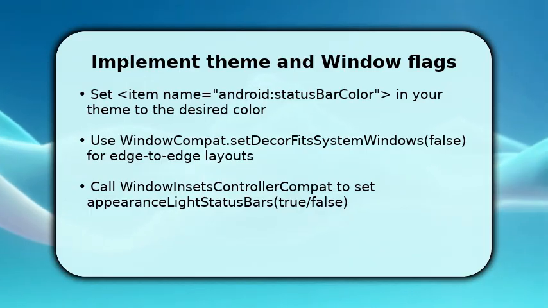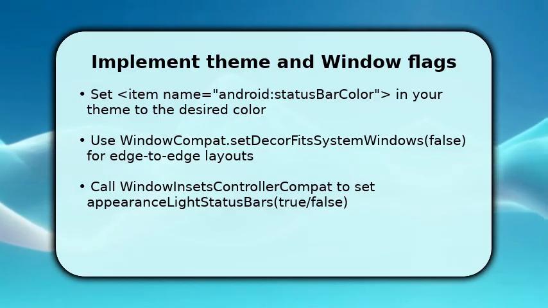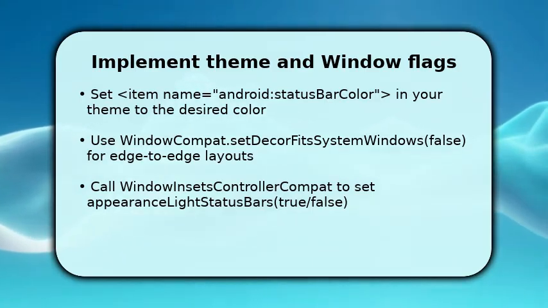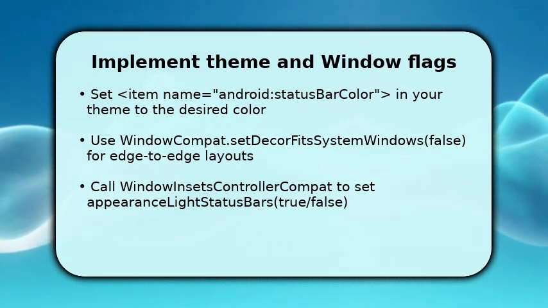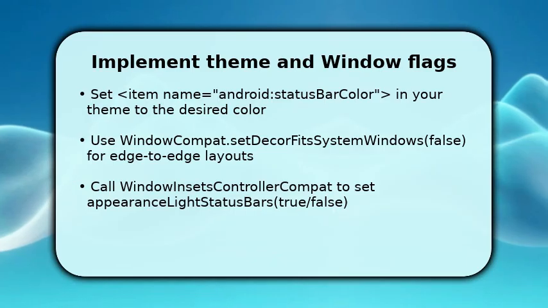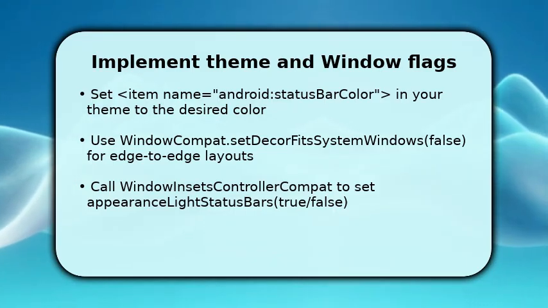Then use WindowInsetsControllerCompat(window, decorView). Set appearanceLightStatusBars to true when you need dark icons, or false for light icons. Make these calls in onCreate after setContentView, so the window is available and consistent across configurations.